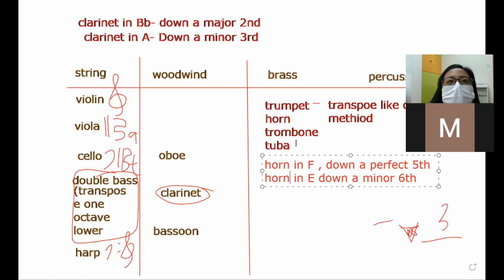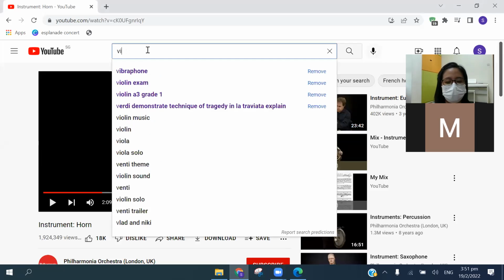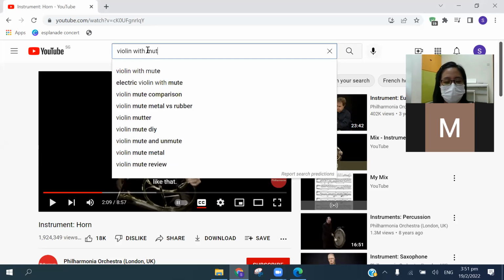Then after that, the string family and the brass family can play with mute. That means they can play a little more softly. The string family will put a mute on their violin, I'll show you. So for example, violin played with mute.